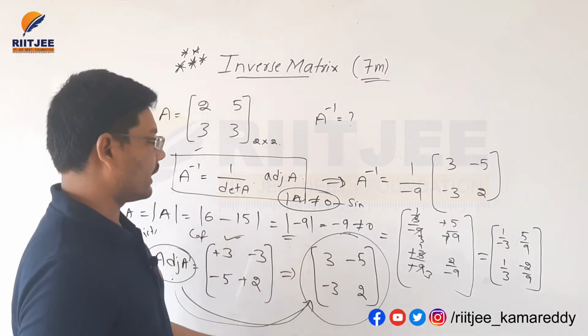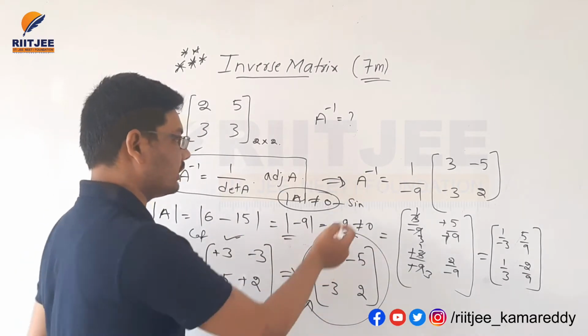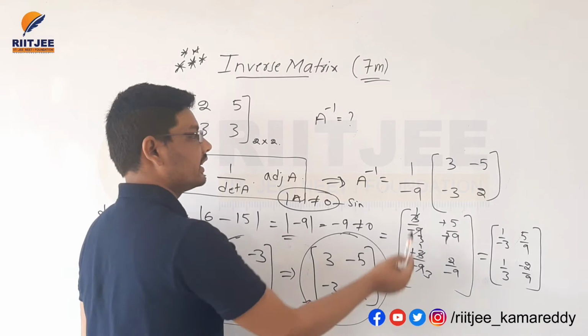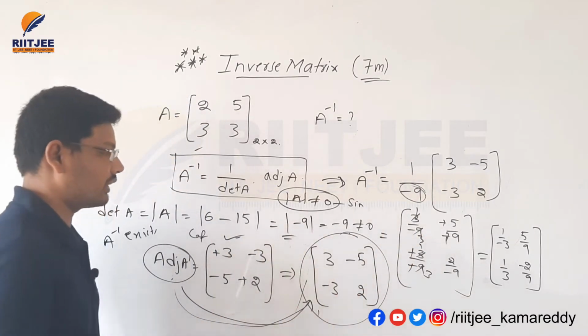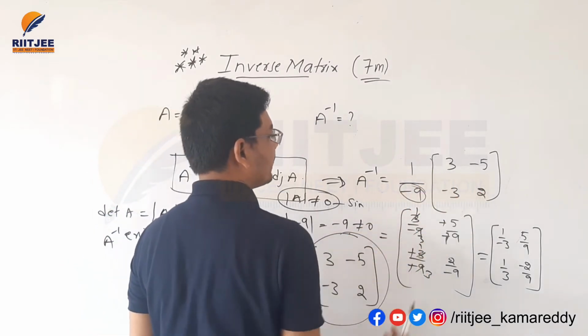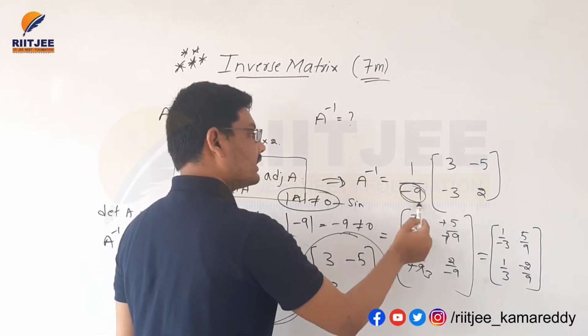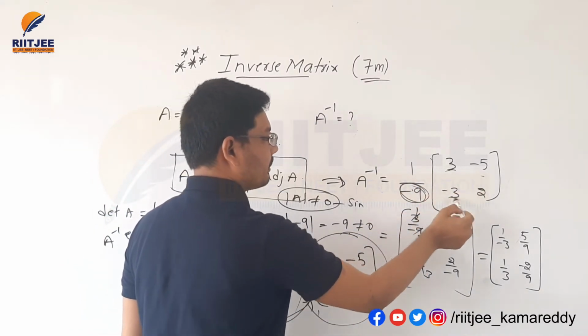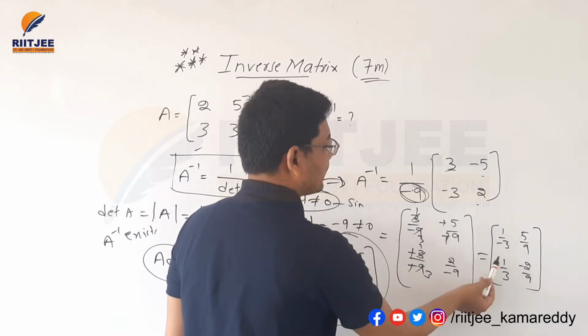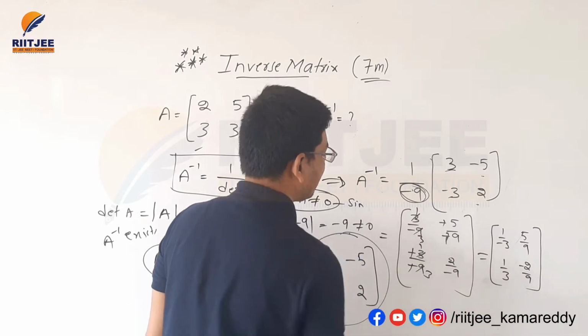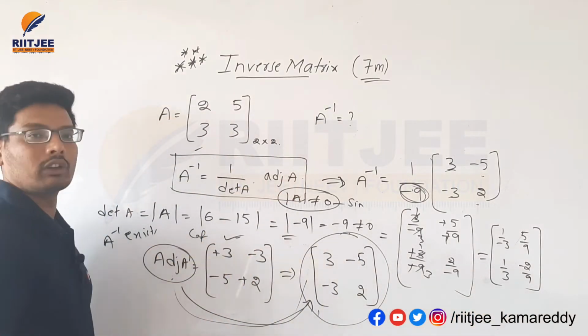We need to substitute these values in the formula. A inverse equal to 1 by det A into adjoint A. Here 1 by det A value is 1 by 9 and the adjoint A matrix is this one. Multiply this value with each and every element of the adjoint matrix. We will get the answer 1 by minus 3, 5 by 9, 1 by 3, minus 2 by 9. This is all about A inverse of a 2 by 2 matrix.